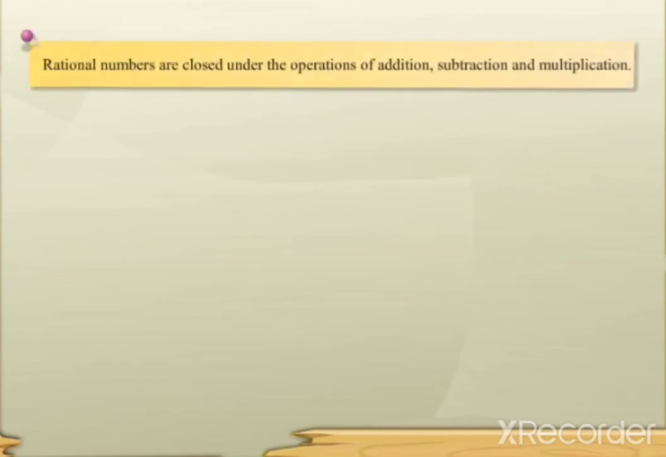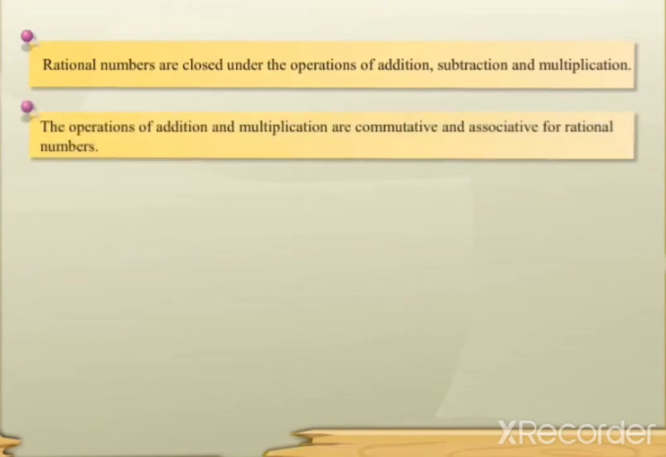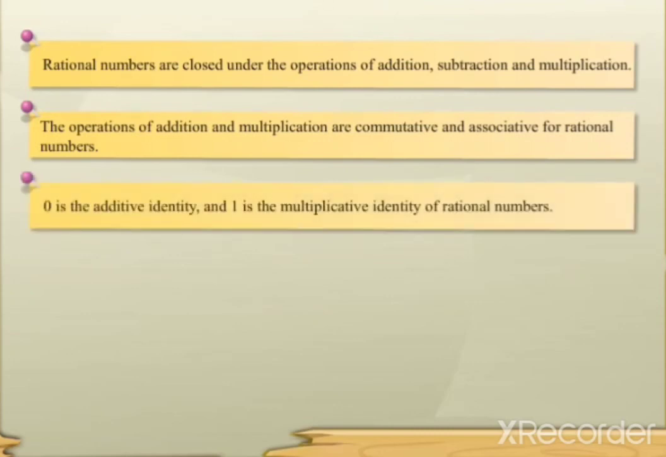Let's summarize all that we have learned in this topic. Rational numbers are closed under the operations of addition, subtraction, and multiplication. The operations of addition and multiplication are commutative and associative for rational numbers. 0 is the additive identity and 1 is the multiplicative identity of rational numbers.